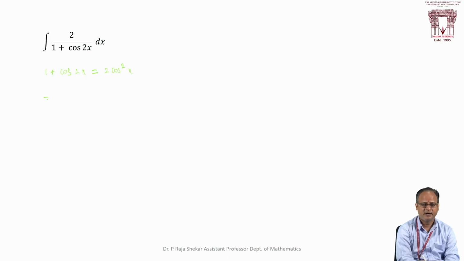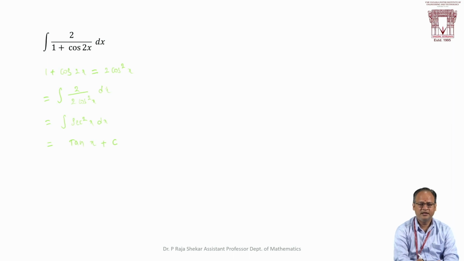So now let us replace 1 plus cos 2x by 2 cos square x. So it is 2 divided by 2 cos square x. 2 gets cancelled and 1 by cos square x we can write as secant square x. Now it is the integration of secant square. What is the integration of secant square? It is tan x.